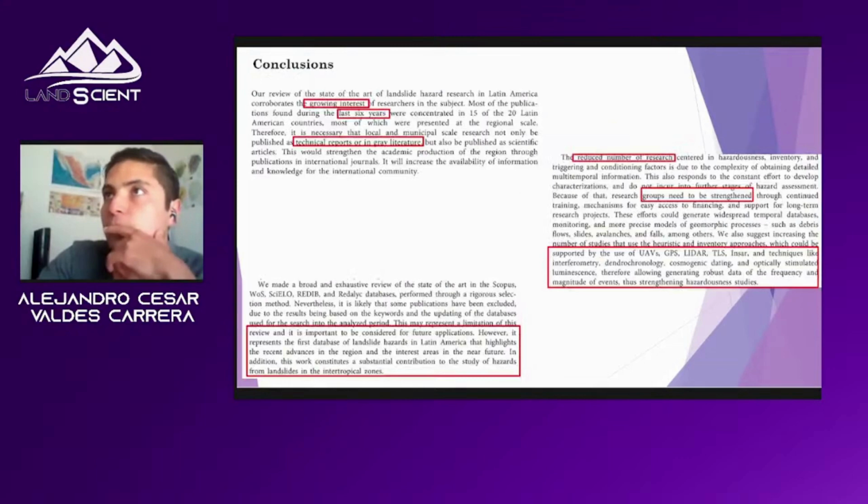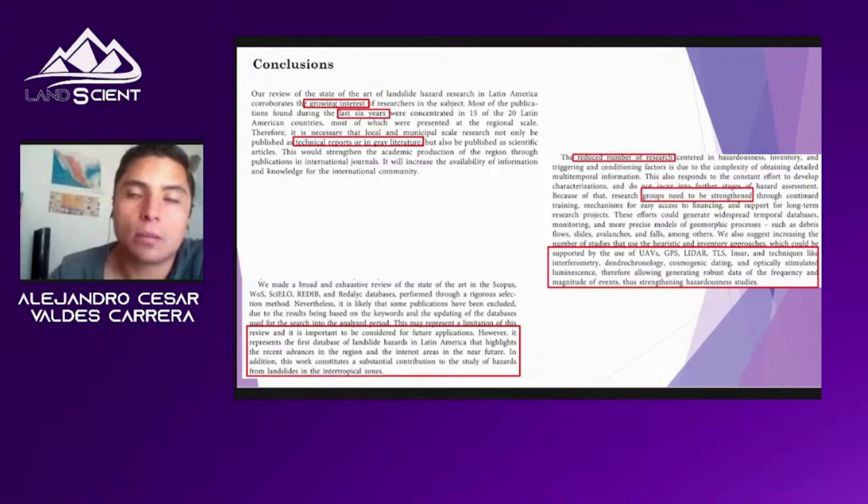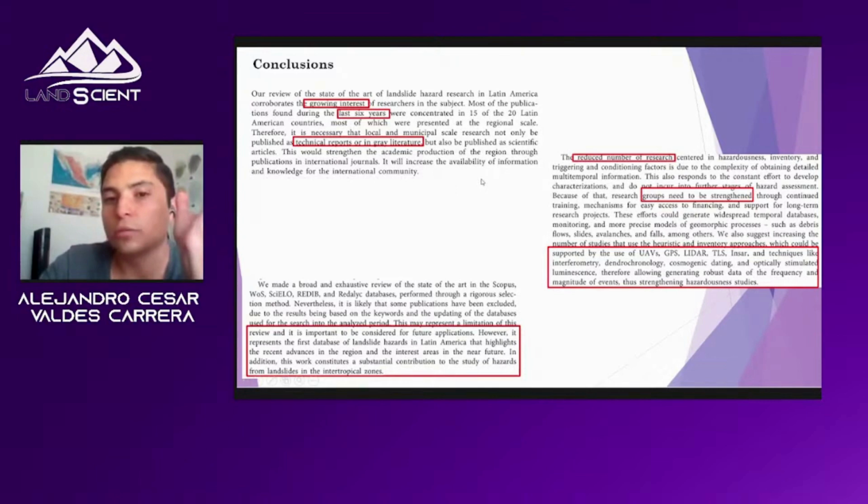As a conclusion, we saw a growing interest in that topic in universities and a growing interest of research in this topic. And we found that the last 6 years were the most productive, and the investigations were published by 15 countries.